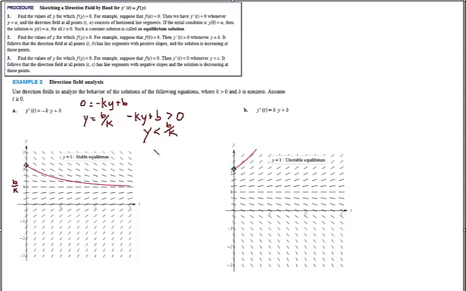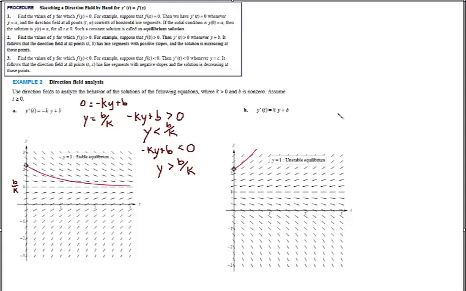And likewise, I'll do the opposite. So that was minus ky plus b is less than 0. That happens when y is then greater than b over k. So I have the decreasing solution then. And this would be our stable equilibrium because we're not shooting off to infinity or negative infinity.